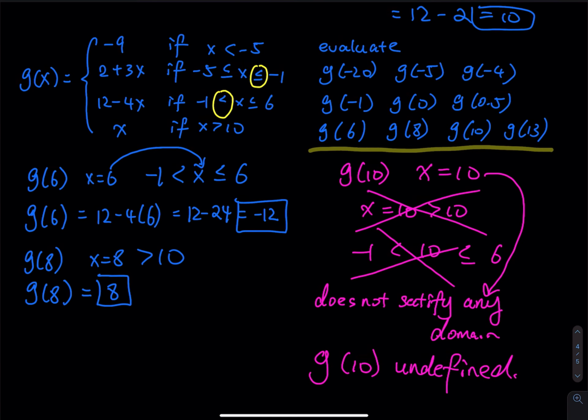So every family has a room. If you are an outsider, you are from the middle of nowhere, you walk into the hotel and they will just tell you, I'm sorry, there is no room for you. Last one, g of 13.